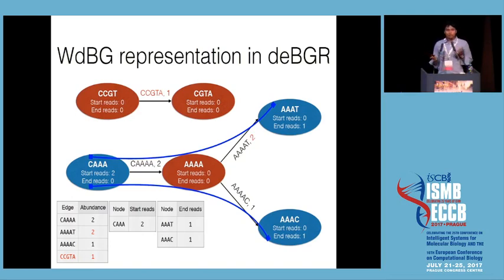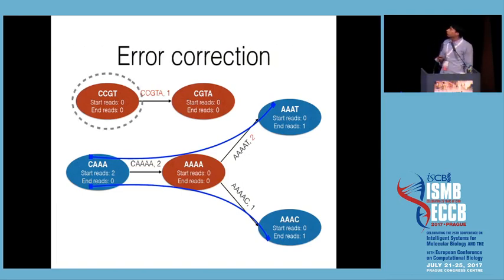The methodology is very simple. We pick one node, we try to enforce the invariant, and if there is only one way to change the abundance to fix that invariant, we do that. But if there are multiple ways, then we go to the nearby nodes, learn more information, come back, and then fix the abundance and enforce the invariant on that node. So let's see it one by one. First of all, we pick the node CCGT and try to enforce the invariant.